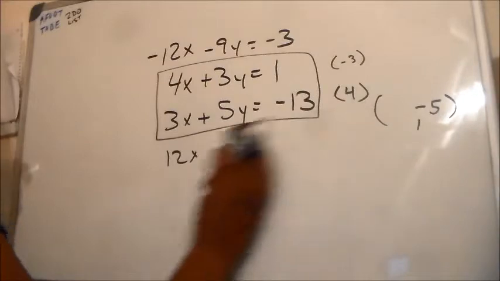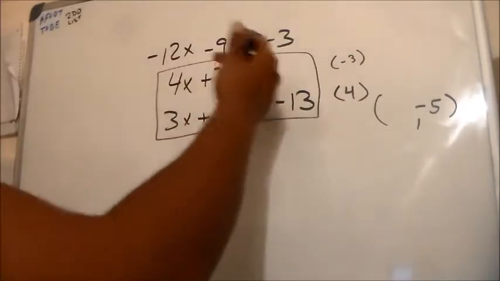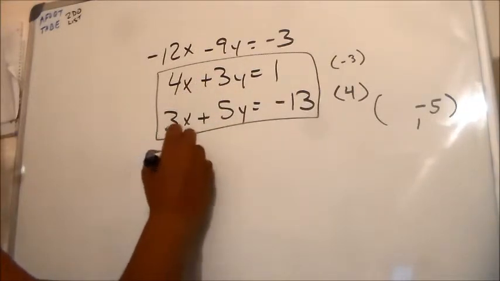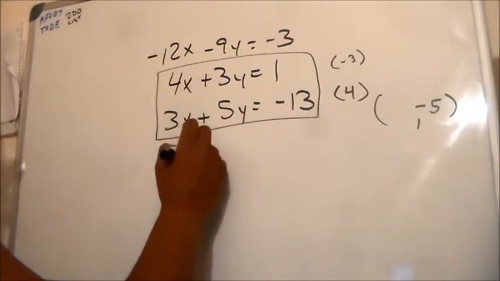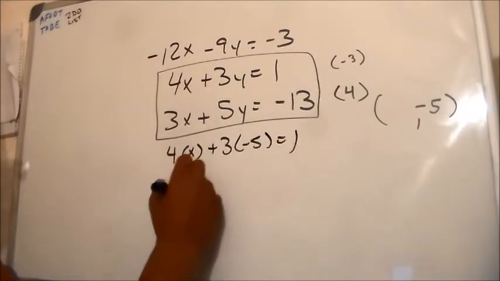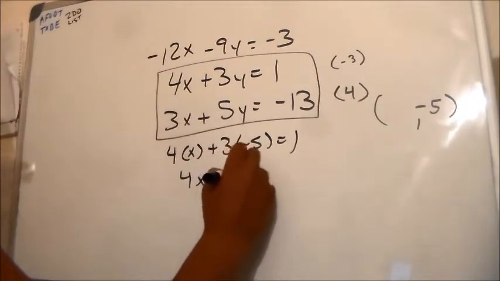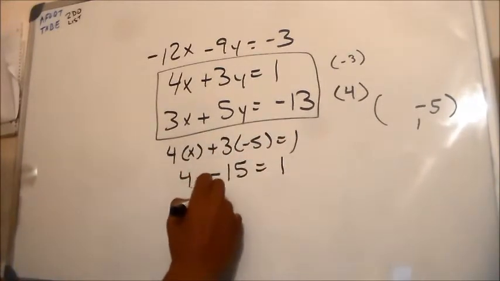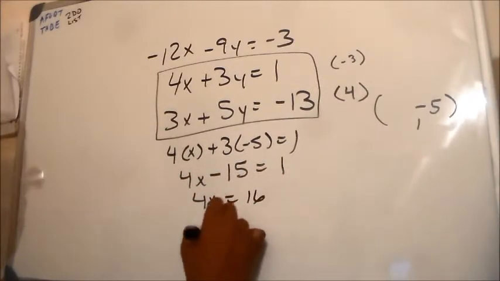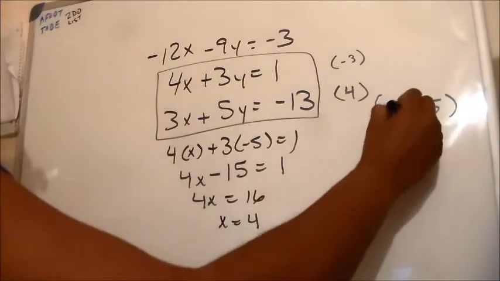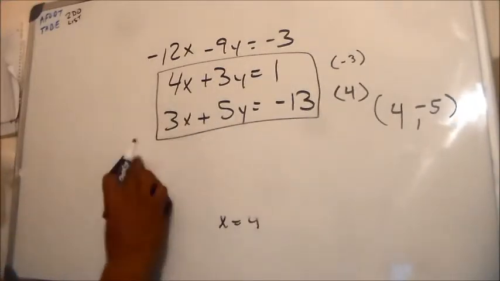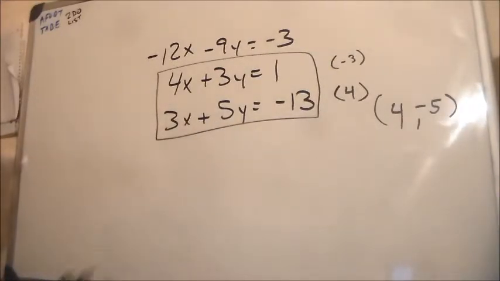And then what we need to do is take either one of the equations and insert negative 5 in place of y. This is 4x plus 3 times negative 5 equals 1. 4x minus 15 equals 1. 4x, add 15 to both sides, and it equals 16, and then x is equal to 4. 4 is our value.